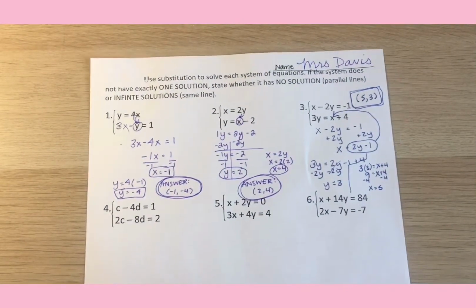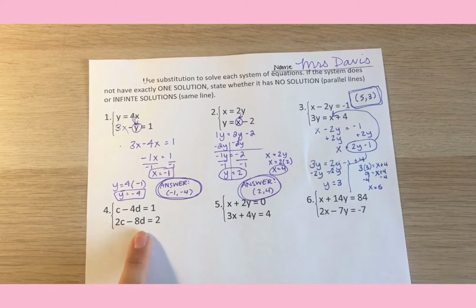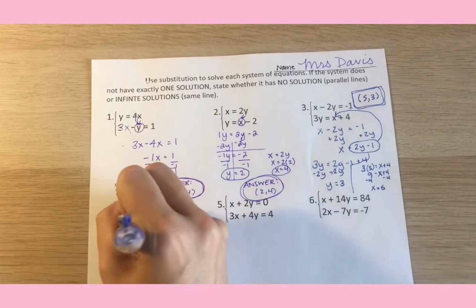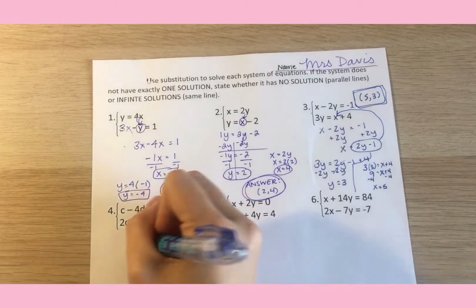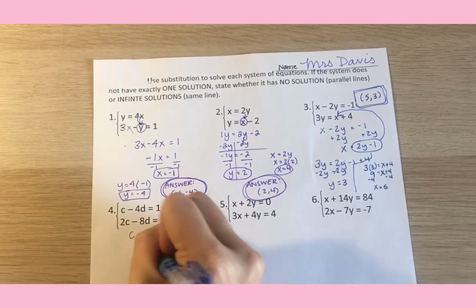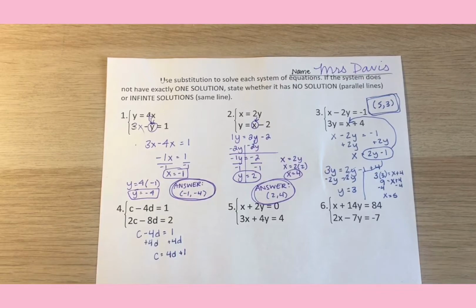All right, let's do another one together. Number 4 is similar to number 3. If I want to use substitution here, both of my variables in the second line have coefficients, so that would be harder to isolate. Whereas in the first line, I do have c by itself, so I could just move this over. So that's what I'm going to do. So I'm going to move the 4d over to isolate c. So I'll get c equals 4d plus 1.